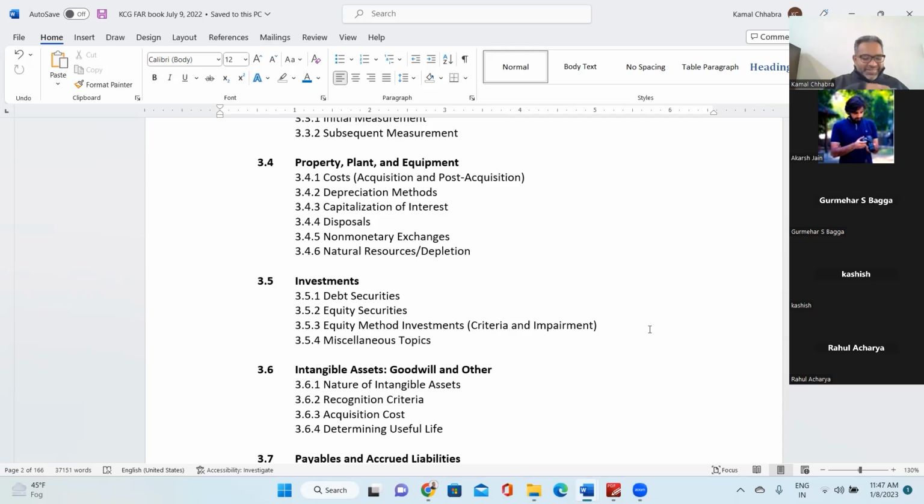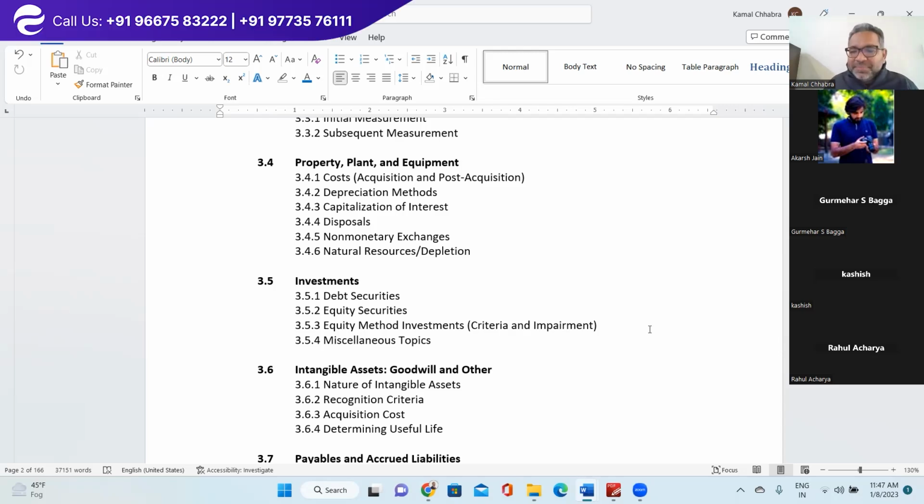Straight line, WDV, digit-based methods. Single digit, double digit, usage based, right? Hour based, right? All those depreciation methods you will be understanding.